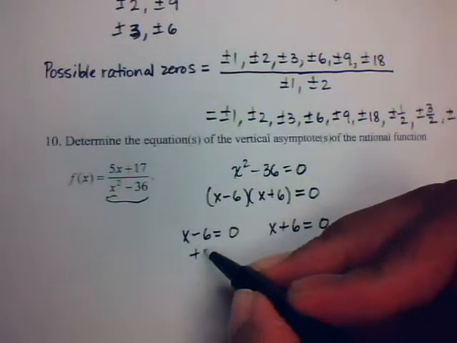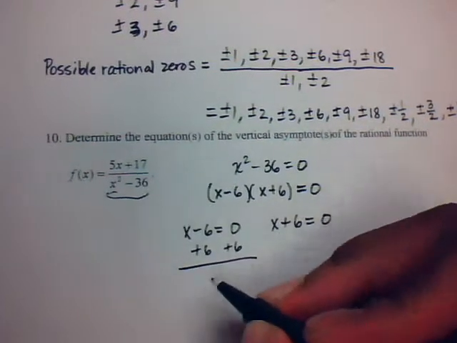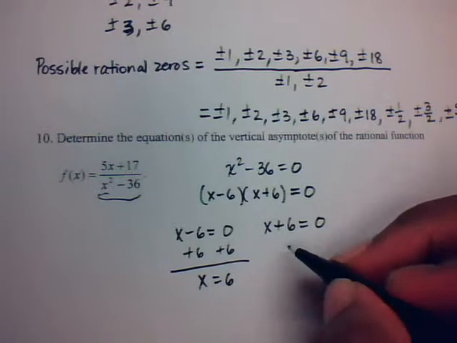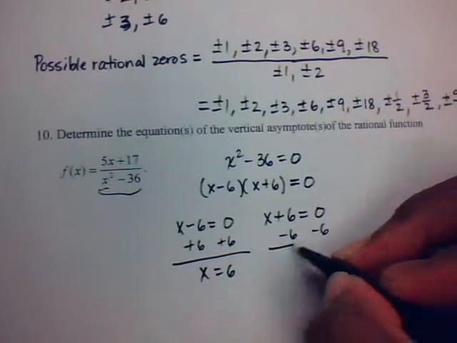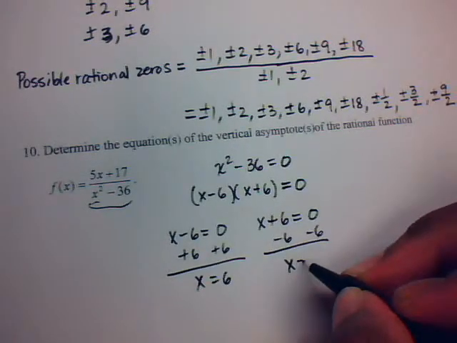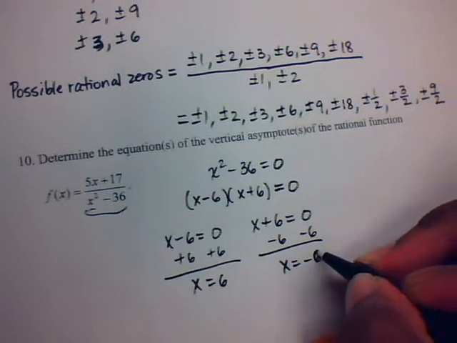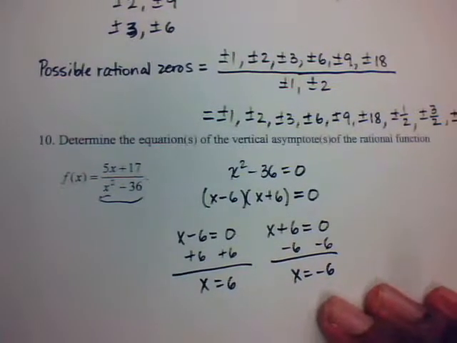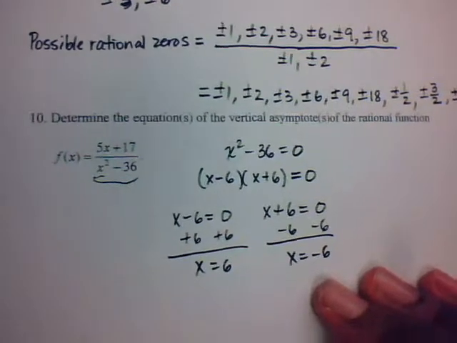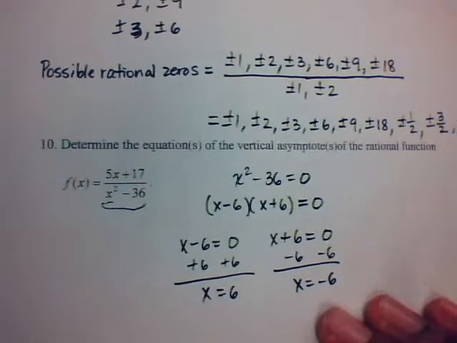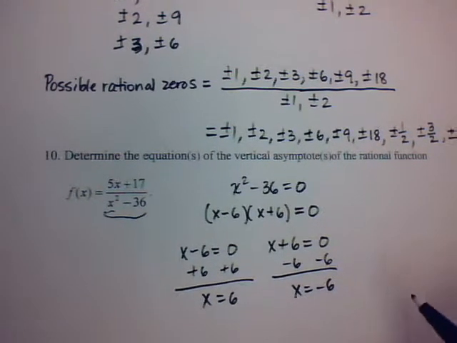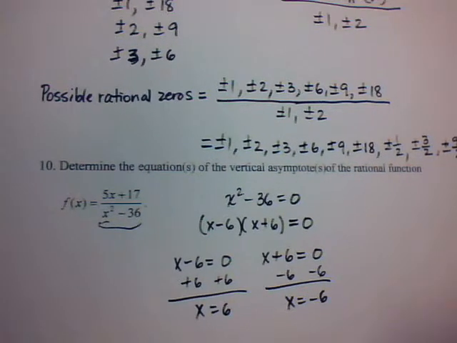So for x minus 6 equals 0, you'll have x is equal to positive 6. And then for x plus 6 equals 0, you'll have x is equal to negative 6. So 6 and negative 6 represent the vertical asymptotes for this rational function. Those will be the vertical dotted lines that cross the x-axis at 6 and at negative 6.